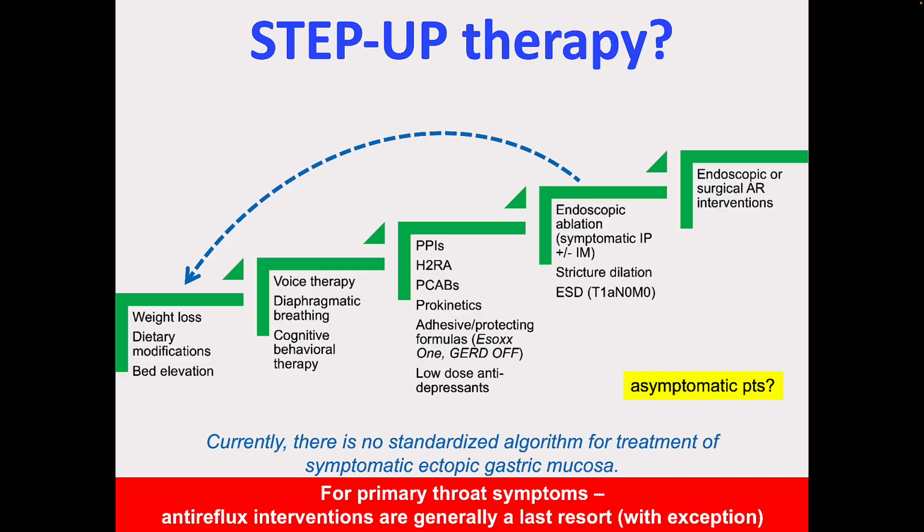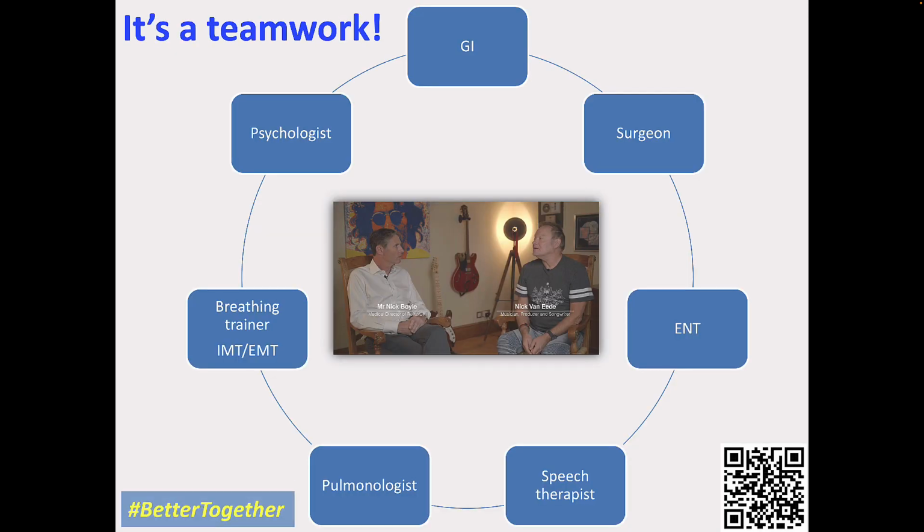Currently, there is no standardized algorithm for the treatment of symptomatic ectopic gastric mucosa. This is only my proposal, but we still don't know how to screen the asymptomatic patients. It's teamwork, no doubt about it. The whole process should be conducted by different specialists using the same language about the same disease. I recommend watching this neck-to-neck interview because it perfectly illustrates the complete path of this patient. After several attempts, he was diagnosed with LPR and finally got his voice back and could work again as a professional singer.